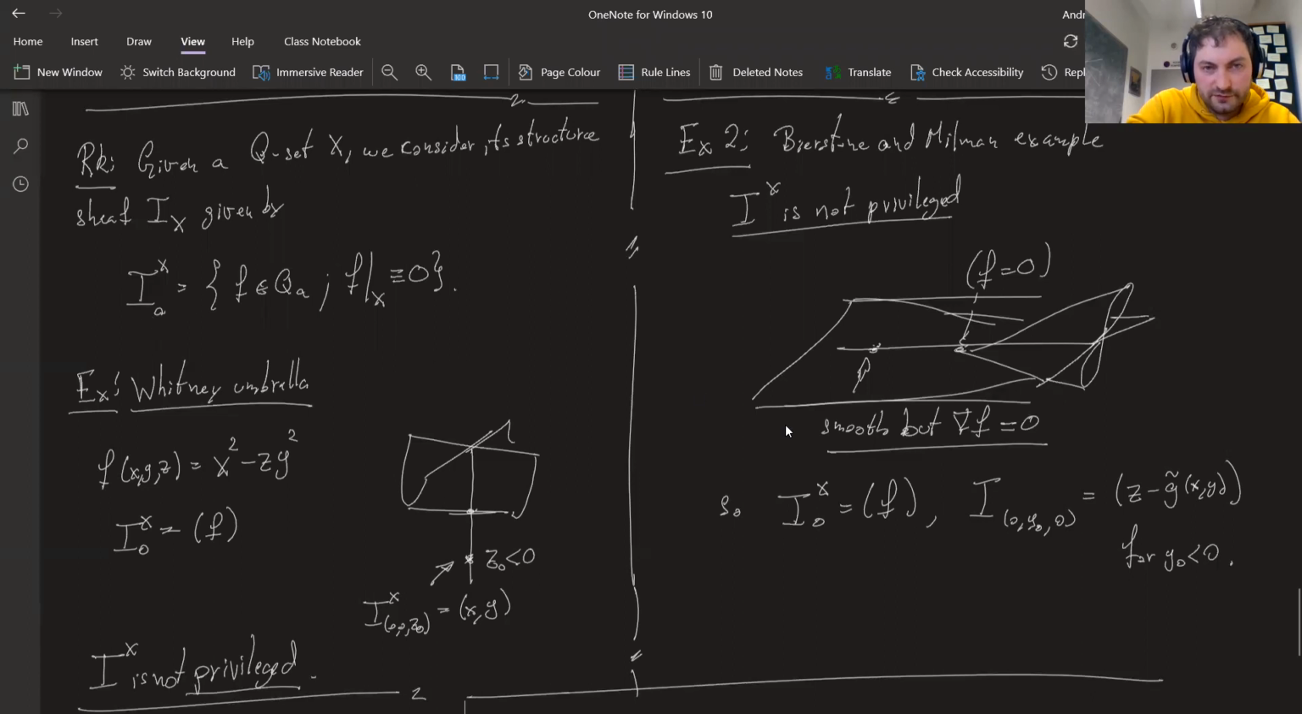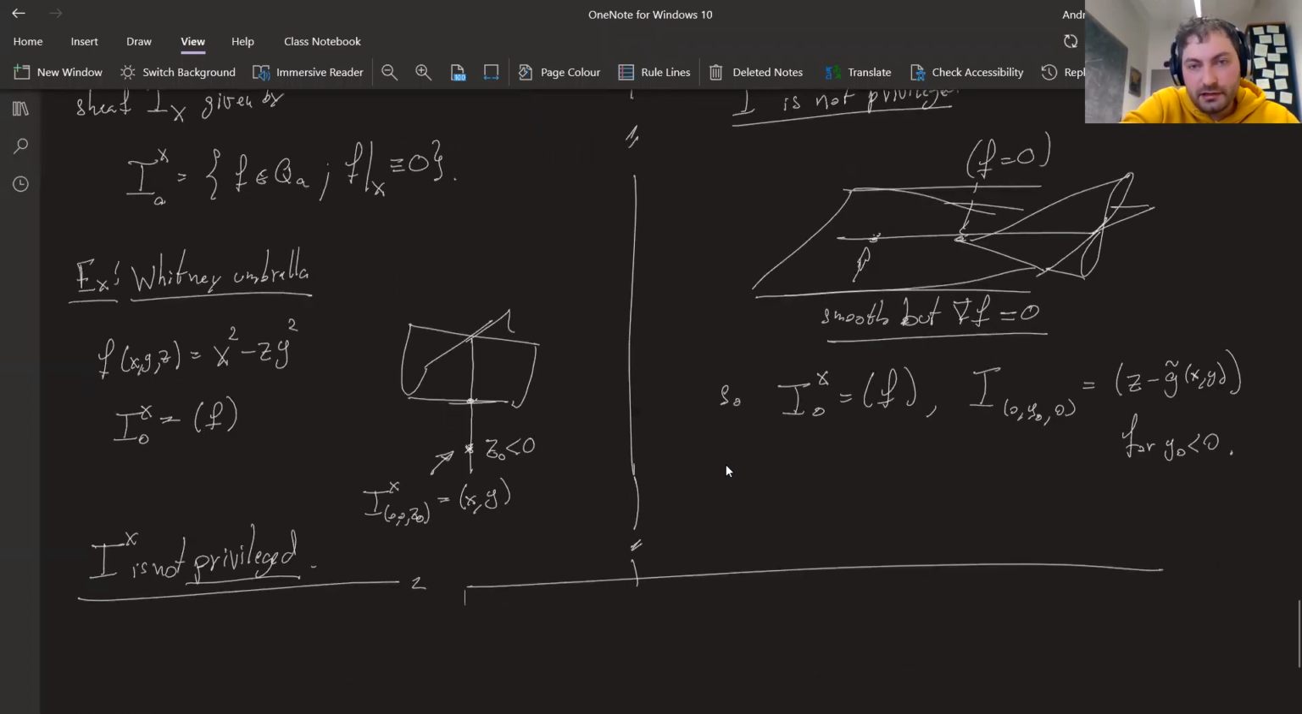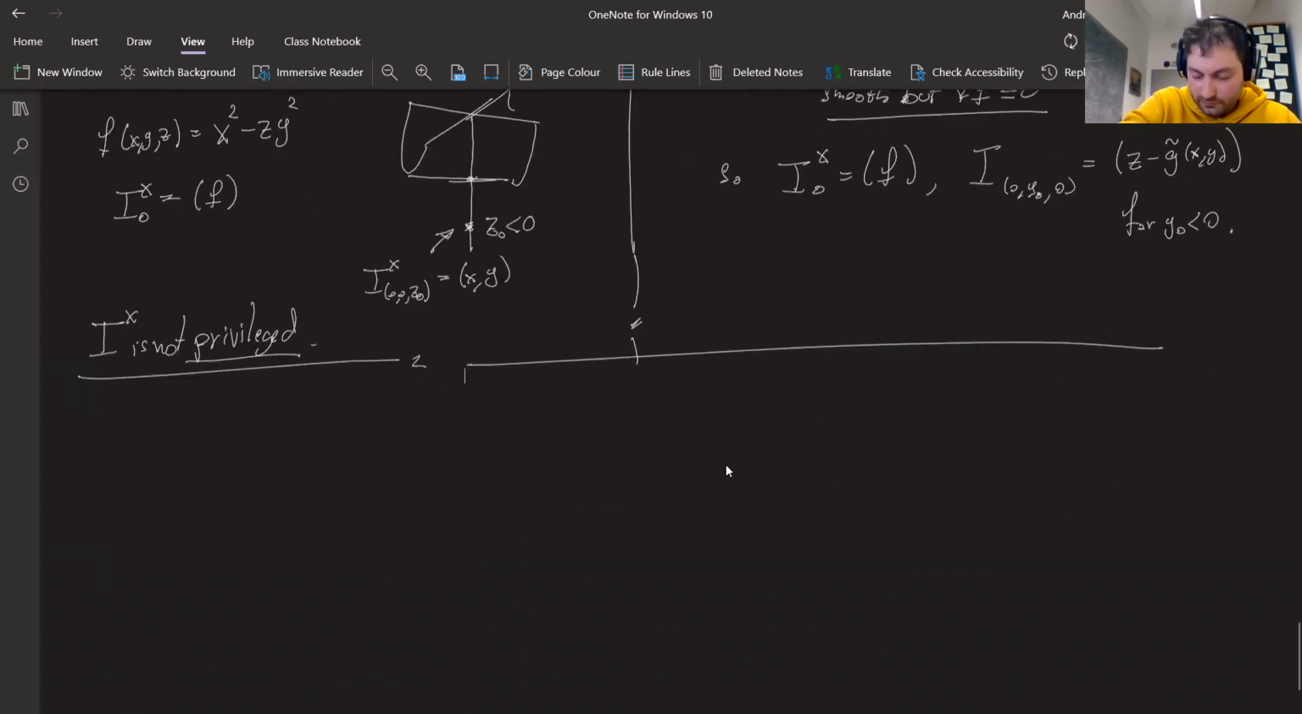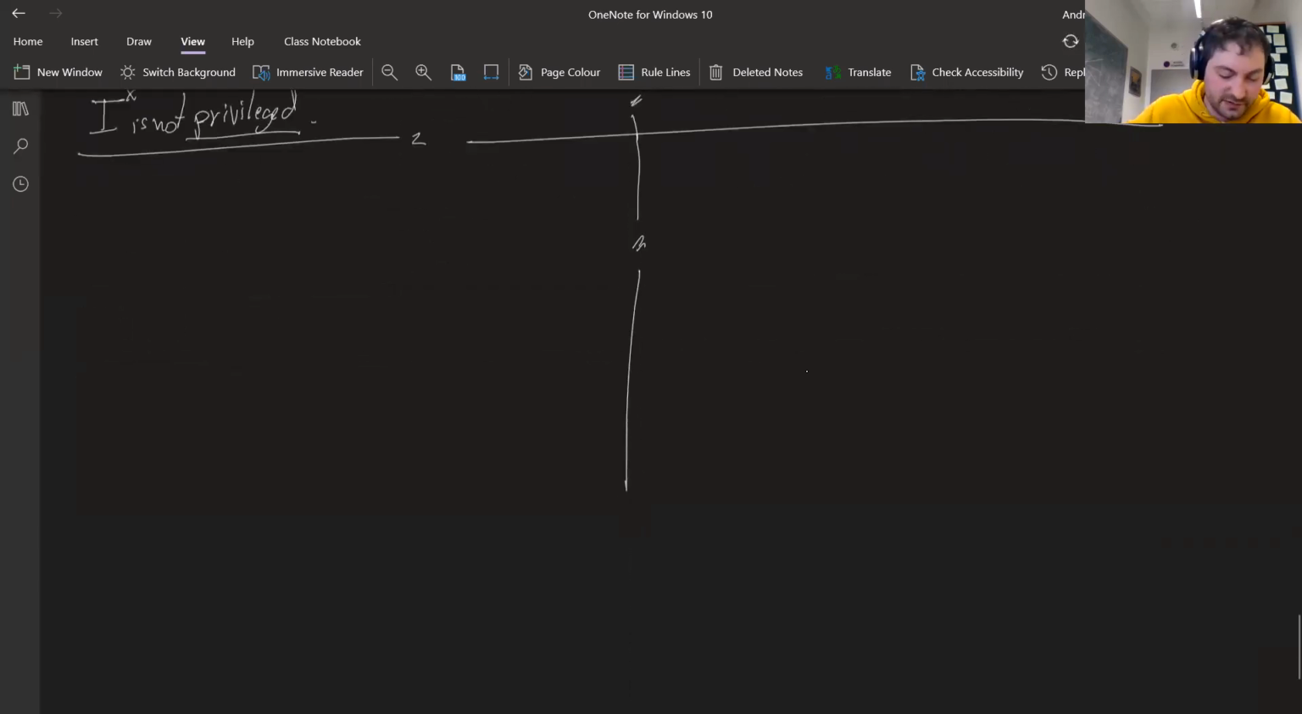Okay, so the structural sheaf works very, very well in complex geometry because of the Theorem of Cartan. But in this case here, it's not working so well. So we can actually ask for something a little bit less. We don't need maximality. We don't need to take all of the functions which are 0 on the set. We just need some functions which are 0 on the set.